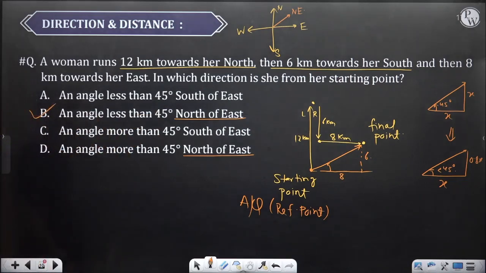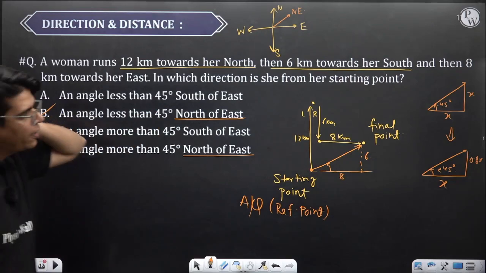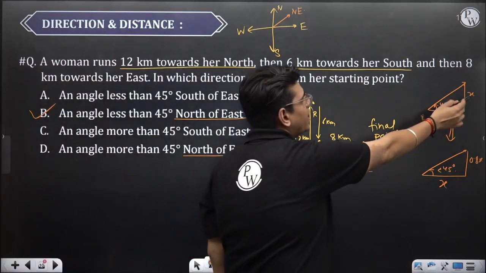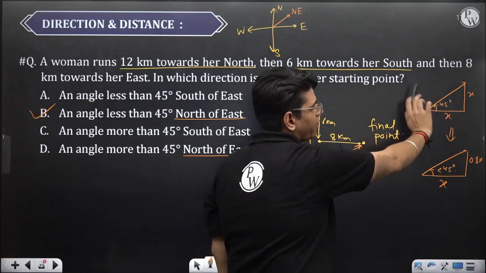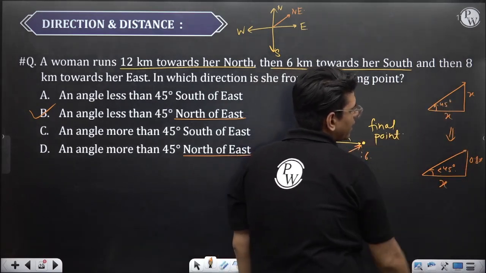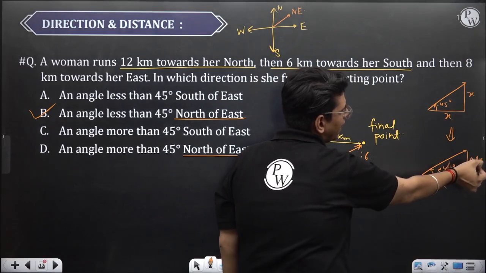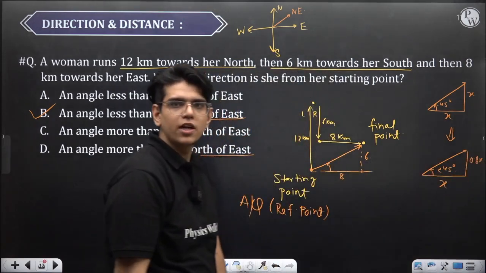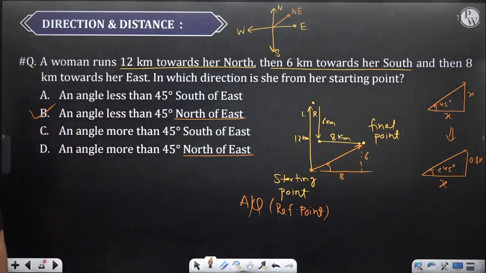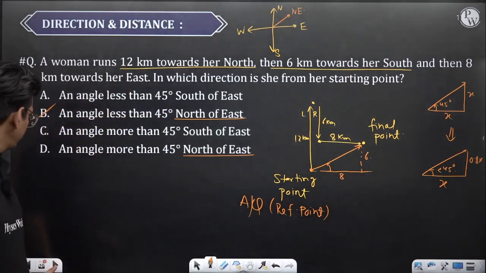Here also the bottom side we have as 8 and the perpendicular is 6, so the angle will be lesser than 45. An angle less than 45 degrees north of east. Okay, so this is our option, right? Whenever the base and the perpendicular are equal, the angle is 45, right? But in our case, if this is lesser than x, the angle will be lesser than 45. Easy. This is simple trigonometry. Okay. Now let's look at the new question.